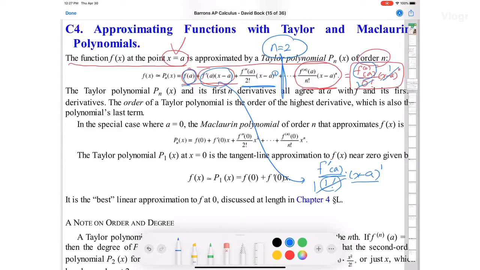So remember the formula: the nth derivative of f at a over n factorial times (x minus a) to the nth power. It is about the point x equals a. Got it, right? Okay, just remember this formula and then keep solving.